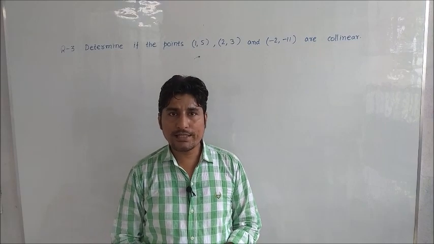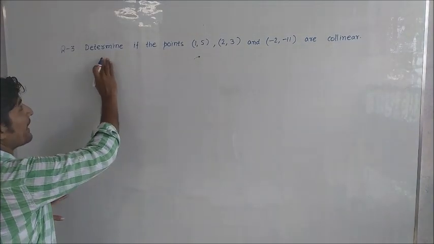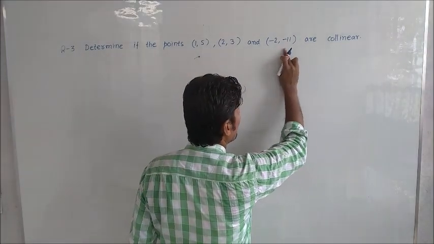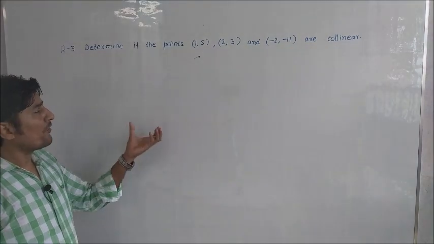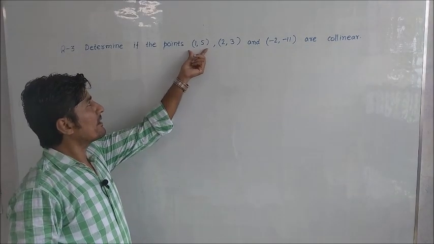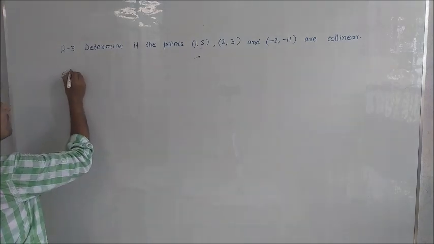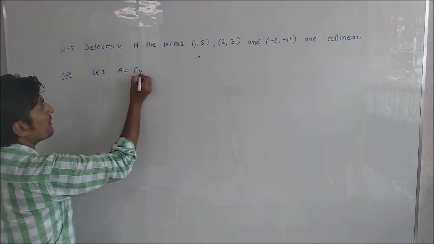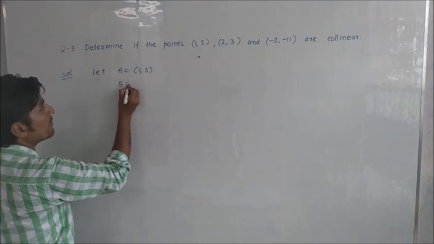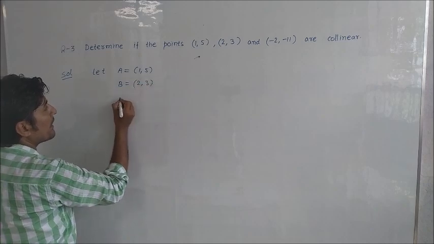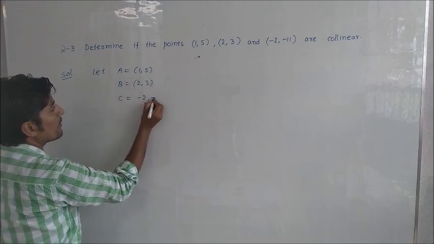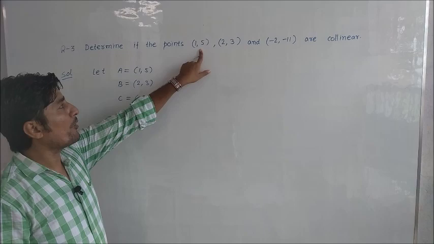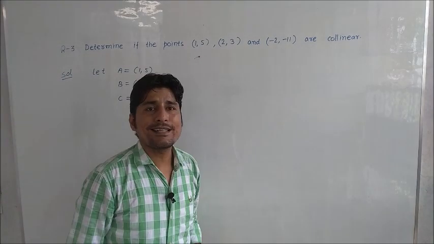Now the third question of the same exercise. Determine if the points 1, 5, 2, 3 and minus 2, minus 11 are collinear. So first of all, we have to assume that in the solution we can write, let A equals 1, 5, B equals 2, 3 and C equals minus 2 and minus 11. First of all, we can assume the name of the points. Suppose the name of this point is A, name of this point is B, name of this point is C.